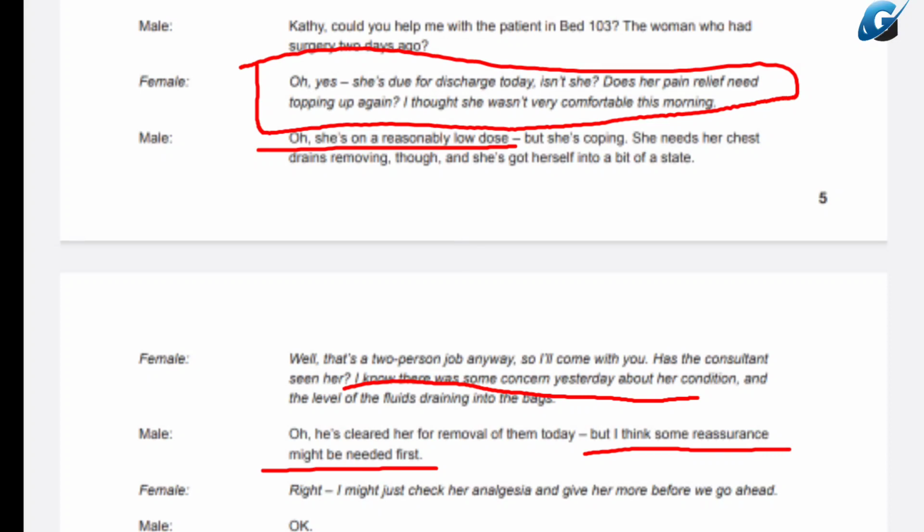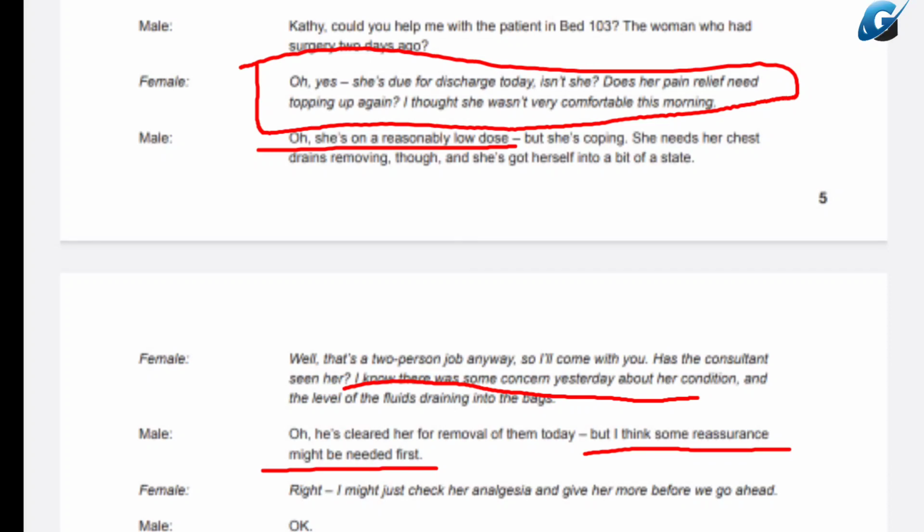Well, that's a two-man job anyway, that procedure. Okay, so I will come with you. Has the consultant seen her? I know that there were some concerns yesterday about her condition and the level of the fluids drained into the drainage. Oh yes, cleared. But I think some reassurance might be needed first.